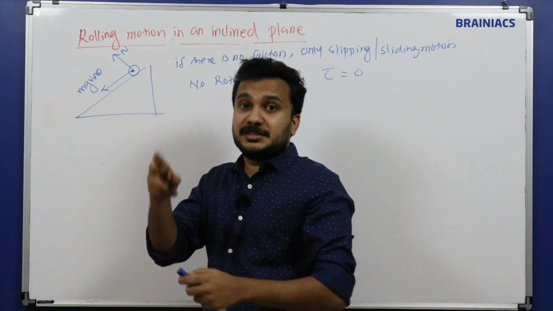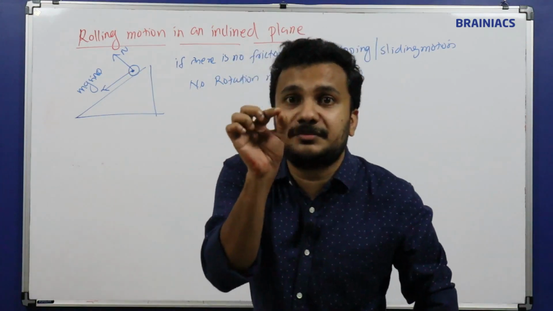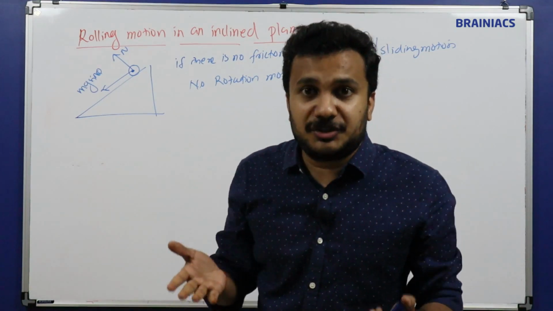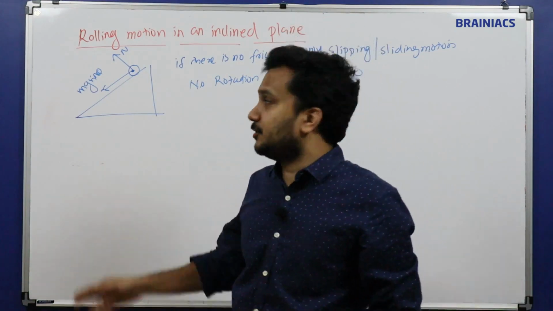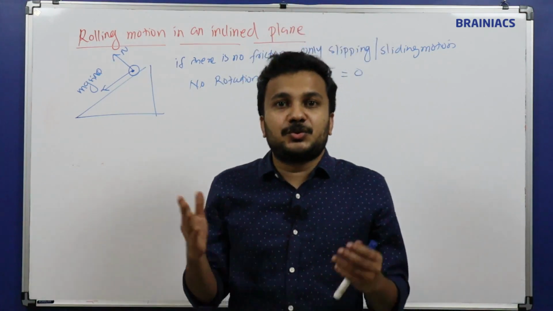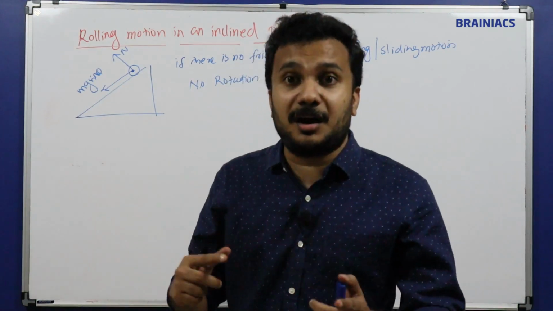But here the force itself is passing through the center. mg sin theta is passing through the center. So what is the value of r? 0. r is the distance from the center. Force passing through the center means r equal to 0. Normal reaction is also passing through the center. So what is the value of their perpendicular distance for torque, r cross F?